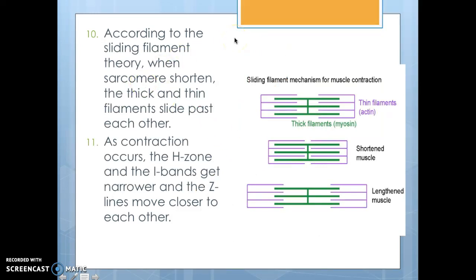Okay, so just so you know, the sliding filament theory is very important, number 10. I'd put a star next to it or highlight it, because it's a definition of what the sliding filament theory is. It's when your sarcomere shortens, the thick and thin filaments slide past each other. So they just slide past one another. The H zone and the I band will shorten. So this will be a relaxed one, and this would be a contracting one. You can tell because your H zone is very, very small.